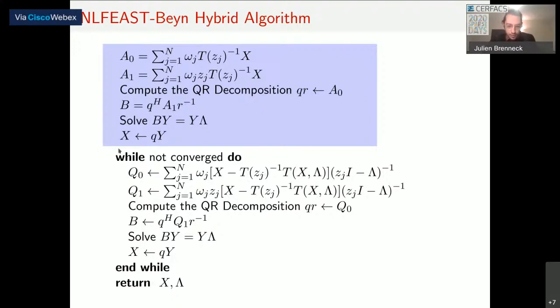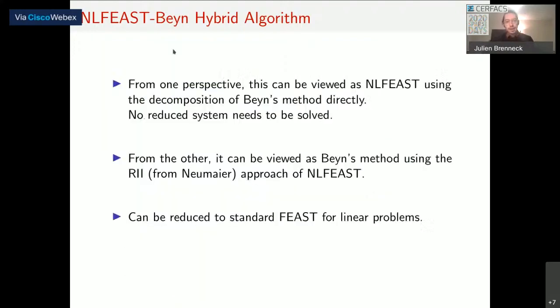While these two sections are sort of the same, the only real distinction is that here we're using the residual inverse iteration, whereas here we don't necessarily have to in the first iteration. So from one perspective, this is NL FEAST using Bind's decomposition directly with no reduced system, which removes all of the difficulties of having to solve an internal method. And from the other perspective, we can view it as Bind's method being iterated in the NL FEAST approach using the fixed contour shifts of residual inverse iteration.